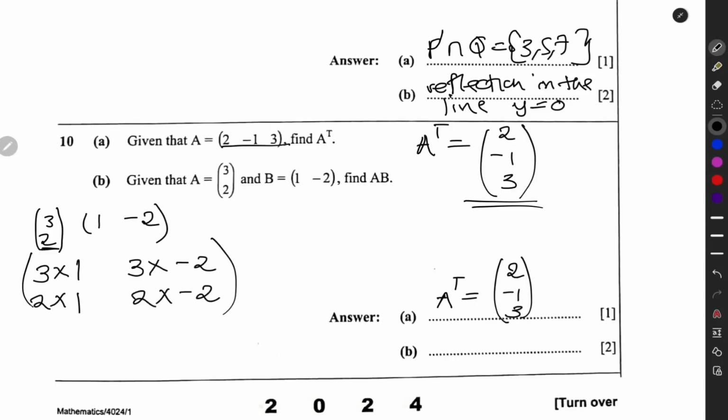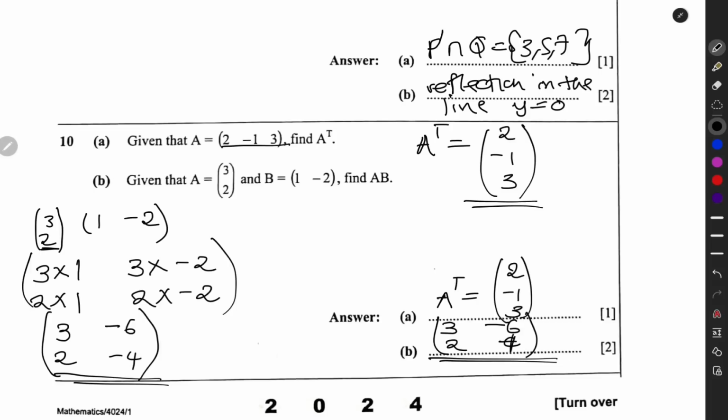So the answer will be a 2 by 2 matrix. So 3 by 1, this is going to be 3. 2 by 1 is 2. 3 by -2 will give us a -6, and 2 by -2 is a -4. So this was the answer that we had, even though a lot of people found it challenging. So 3, -6, 2 and -4. This is the answer that we have.